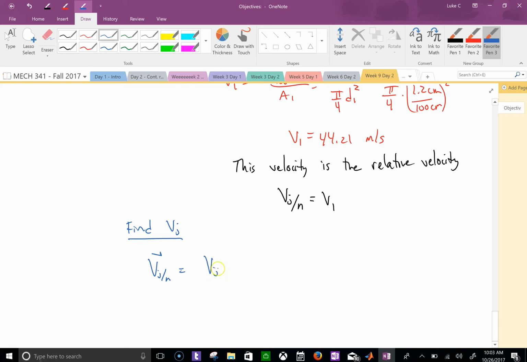Is it relative to the sprinkler? Okay. You're sitting on the nozzle. Yep, you're sitting on the nozzle or you're sitting on the sprinkler, right at the point of the column. It's the relative velocity.